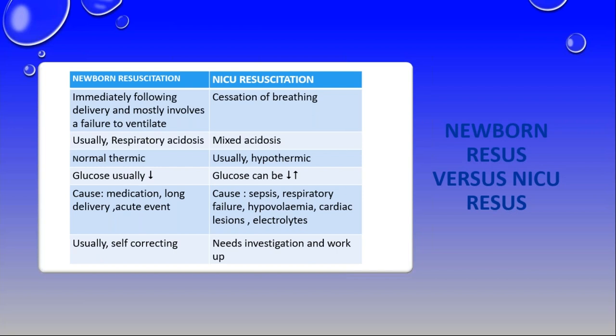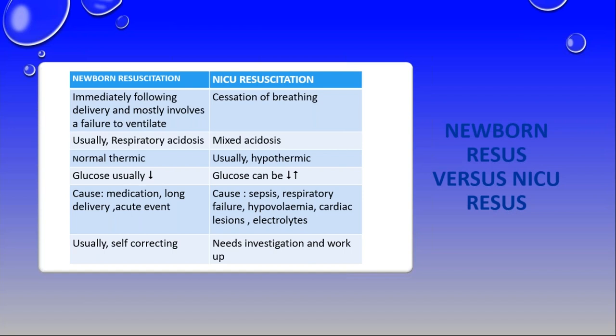The cause of the newborn resuscitation could be medication that the mother has received, especially analgesia, long deliveries, which of course cause decelerations, and an acute event like a cord which has suddenly wrapped around the neck or has snapped. And generally with a newborn resuscitation, we can pretty quickly correct it.